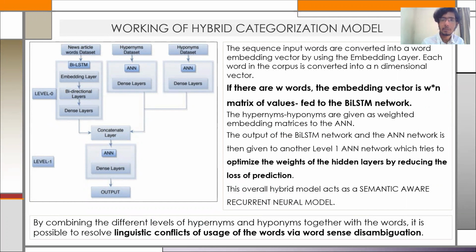The outputs of the BiLSTM network and the ANN network are given to another level 1 ANN, which tries to optimize the weights of the hidden layers by reducing the losses of prediction. This creates a semantically aware recurrent neural model. By combining the different levels of hypernyms and hyponyms together with words, it is possible to resolve linguistic conflicts by usage of words via word sense disambiguation.